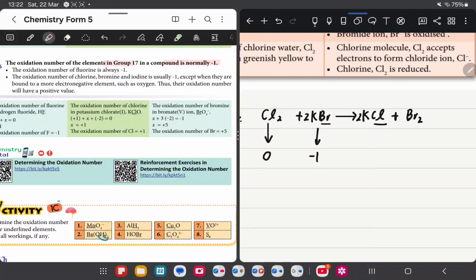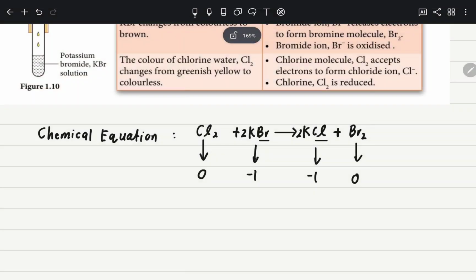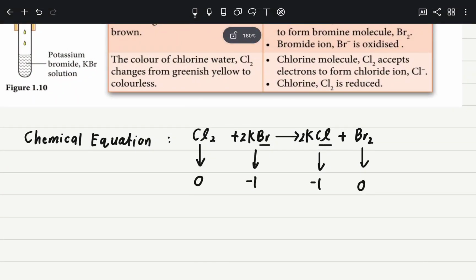Then for 2 KCl, I will see Cl only, so -1. Br2 is the same family, only Br, so 0. Now you must compare them. Cl2, which one do you compare with, this one or Br2? Of course with Cl, same family only you can compare. So Cl2 with this one. Does the oxidation number increase or decrease? The oxidation number decreases. So which process? Correct, reduction.